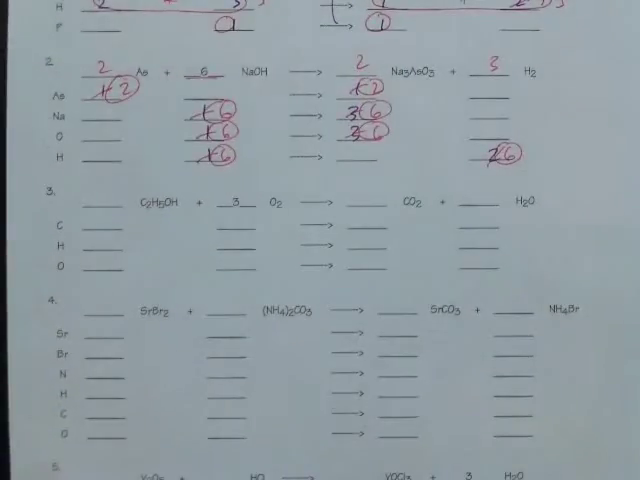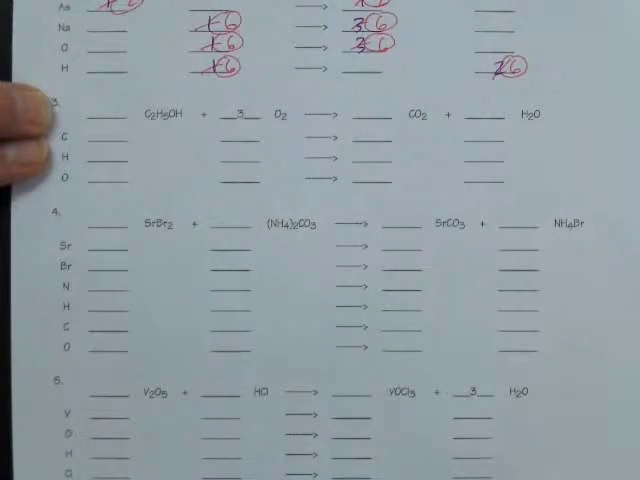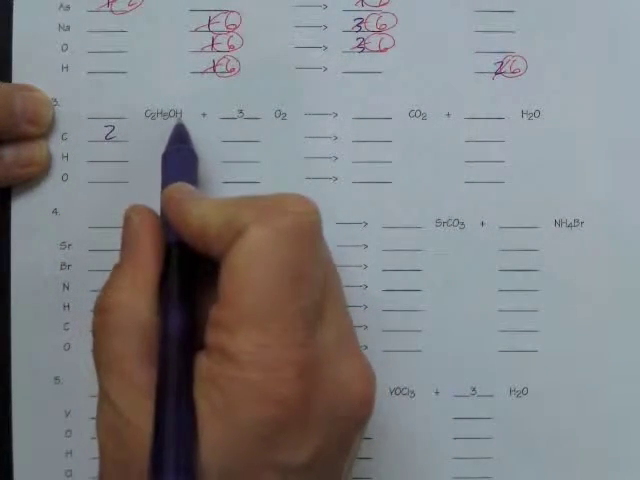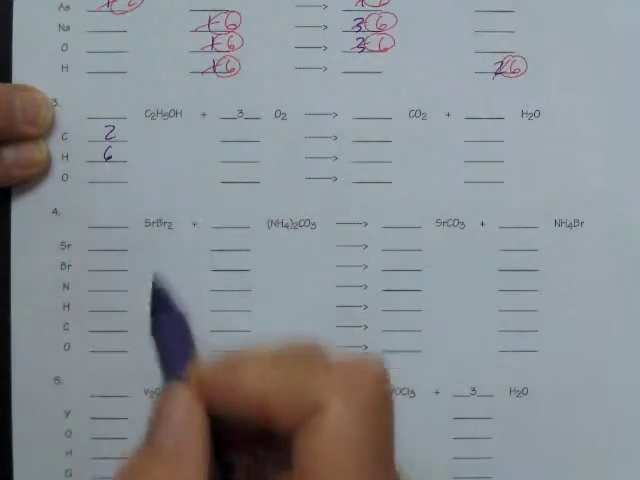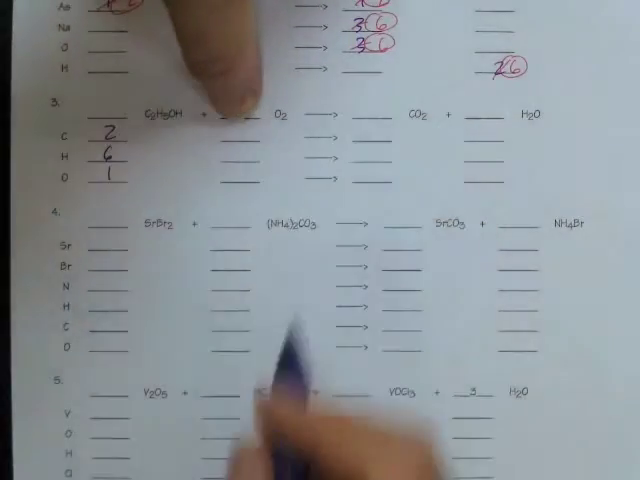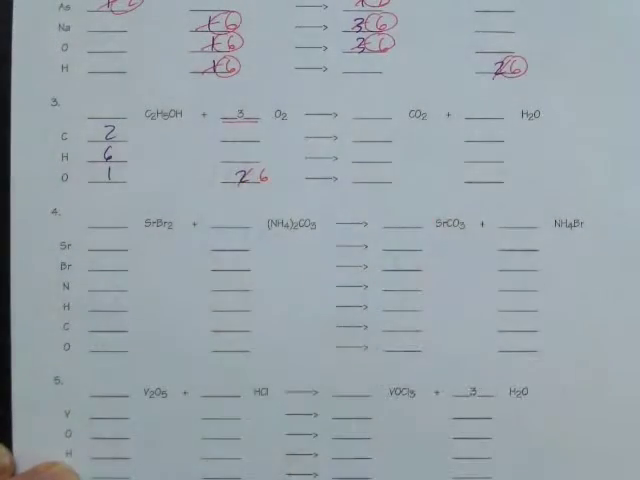Let's try the third one. Okay, in the third one, we'll start by counting carbon, 2. Hydrogen, there's 5, and then there's one more hanging off the end there to make 6, and then 1 oxygen. The oxygens here, O2, I'll count 2 oxygens, but then I'll apply this coefficient and multiply that by 3 to make 6.